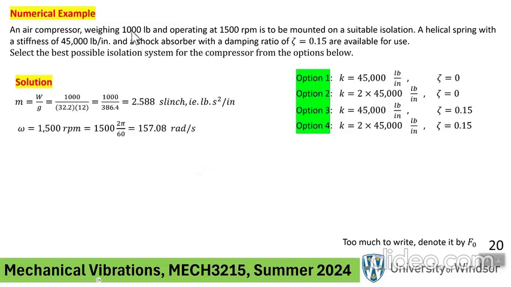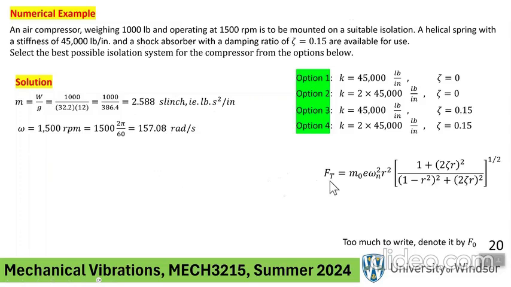Now, first of all, we find the mass: the weight divided by G, which in imperial units is 32.2 feet per second squared. And then if you want inch per second squared, that's the units I'm working in, you multiply it by 12. So we divide by 386, roughly that. And this weird unit is called slinch. 1500 RPM translates into this value, radians per second.